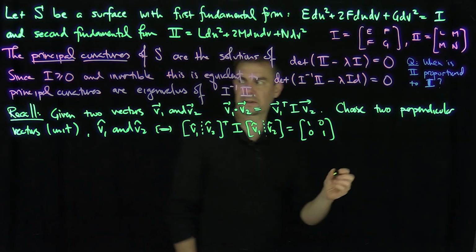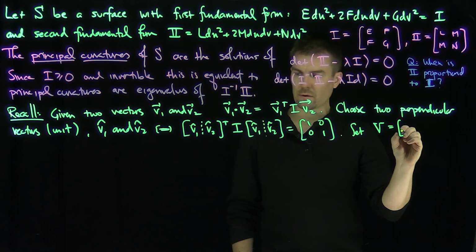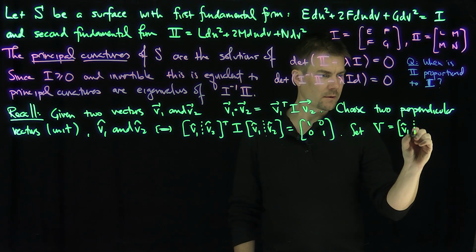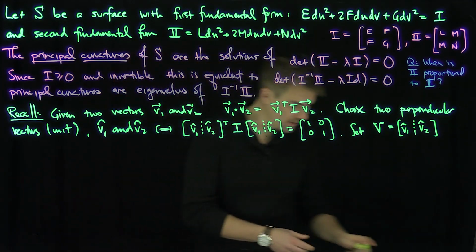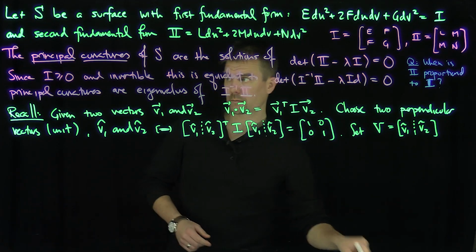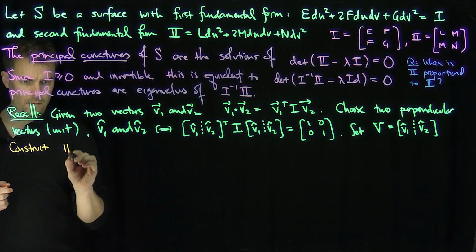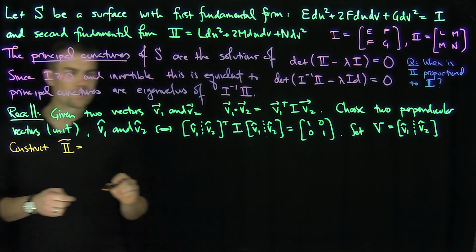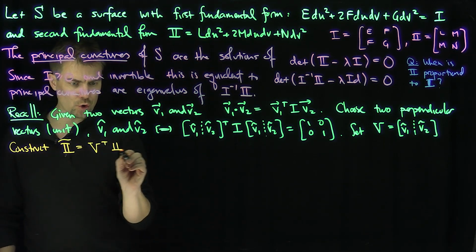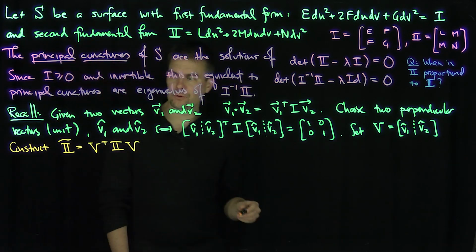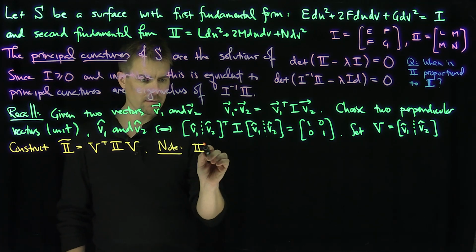Okay? And so let's set V capital just to be this matrix over here, v1 hat, v2 hat. And then I'm going to construct an auxiliary second fundamental form. What will 2 tilde be? 2 tilde is going to be this matrix V transpose 2 V. And now note 2 tilde is symmetric.